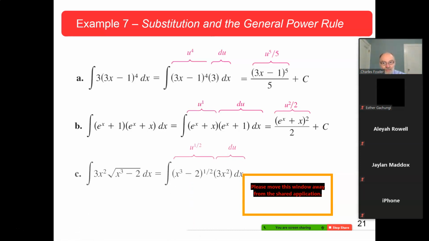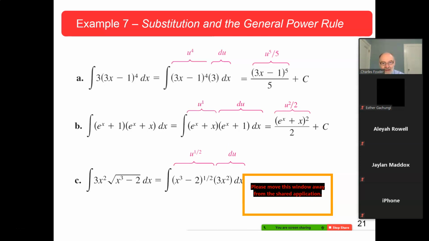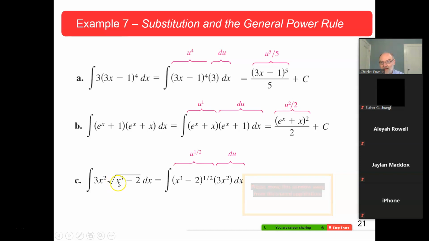Okay, let's go to the C part. Now this block is in the way, but I don't think it's blocking anything now. Here we have the integral of 3x squared times the square root of x cubed minus 2, times dx. What do you think the most complicated part of that problem is?